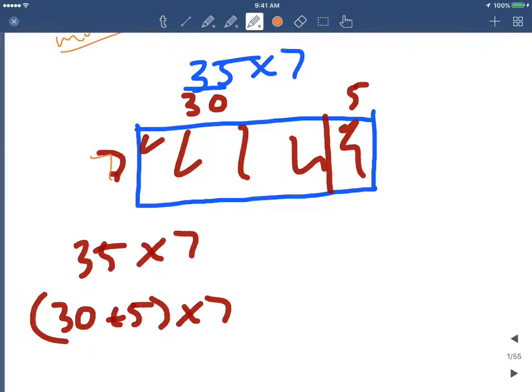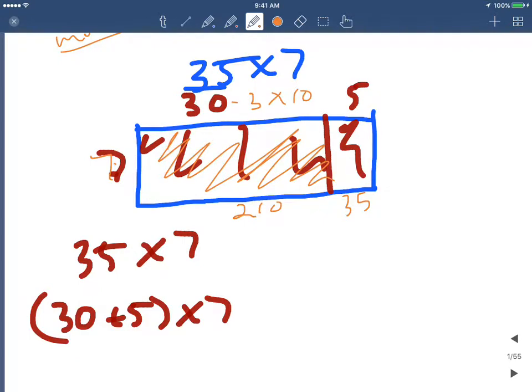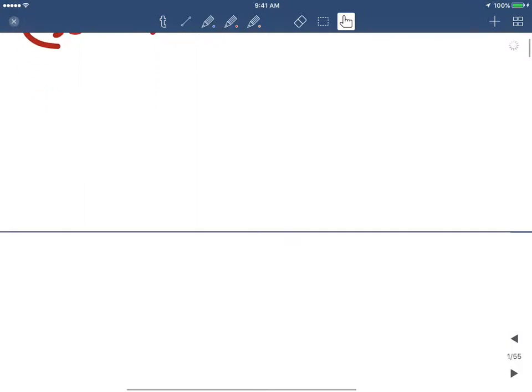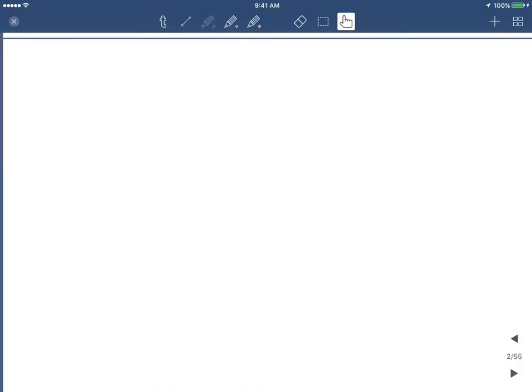So if we do 7 times 5, this area will be 35, and 7 times 30, we would say that 30 is the same as 3 times 10. So we could say 7 times 3 is 21, times 10 would be 210. This area would be 210 squares, and this area would be 35 squares, and the total area would be 245. Now, one of the trickiest things for students to do is 2-digit by 2-digit multiplication as 4th graders.